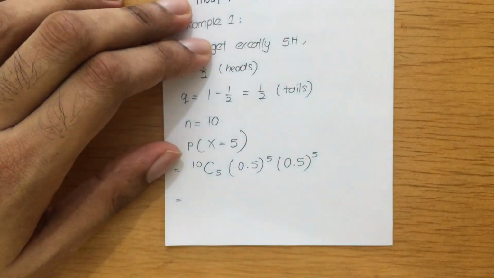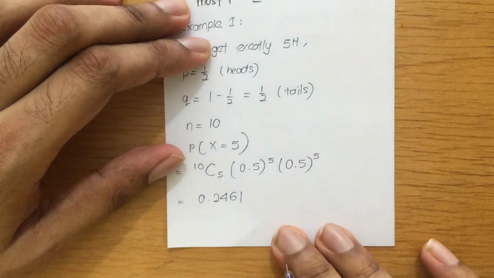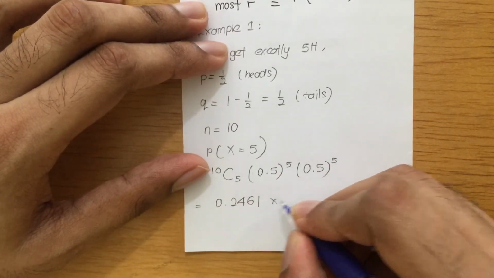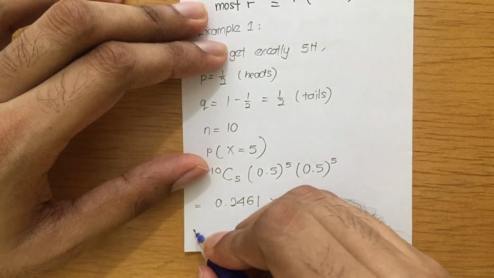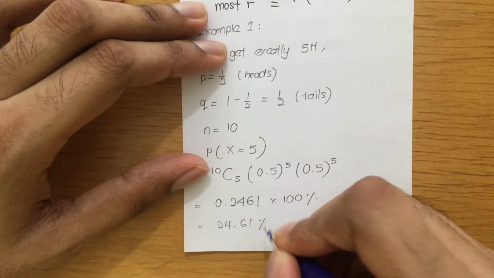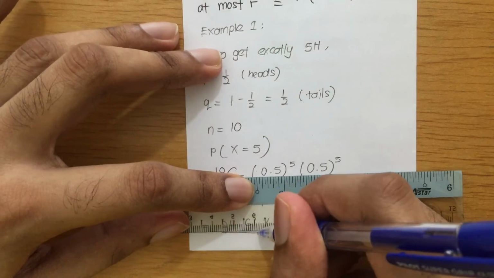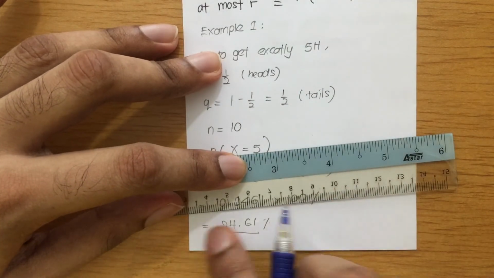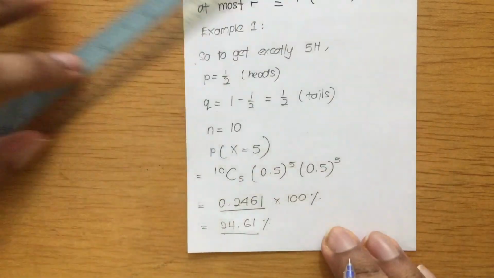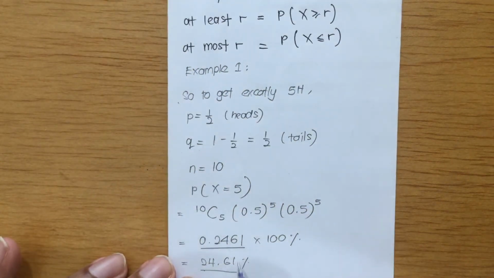So from here you get your answer, 0.2461. If you want to change it into a percentage, very simple, you just multiply by 100%. That means your answer is 24.61%. If the question asks you to give the answer in percentage, you do this. If they didn't ask for percentage, you can just leave your answer in decimal form.